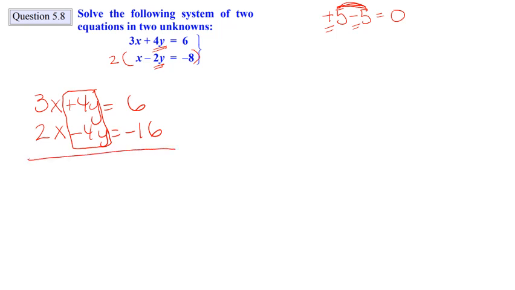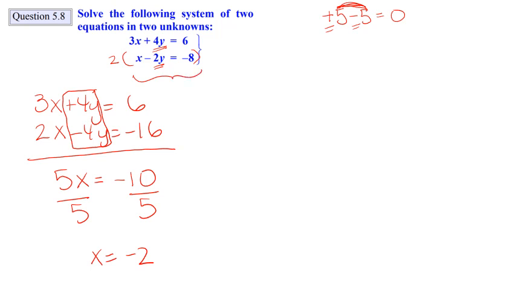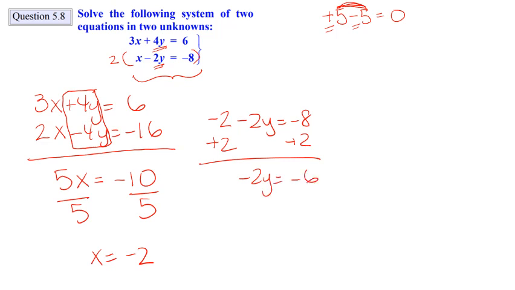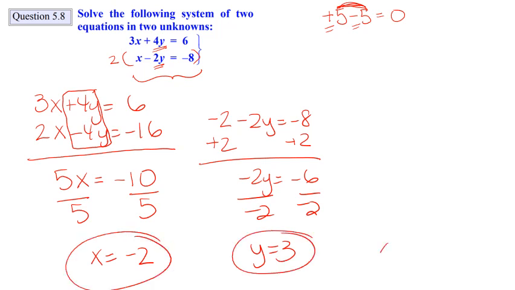And so I'm going to draw a big line and combine everything vertically. So 3x and 2x is going to be 5x. 6 minus 16 is negative 10. Divide both sides by 5. And then x equals negative 2. Just like in the previous lesson, I have to plug that back in to find out what y is. So I'm going to take this bottom equation and substitute negative 2 for x, and I'm going to solve for y. Divide by negative 2, and y is equal to 3. I get negative 2, 3.